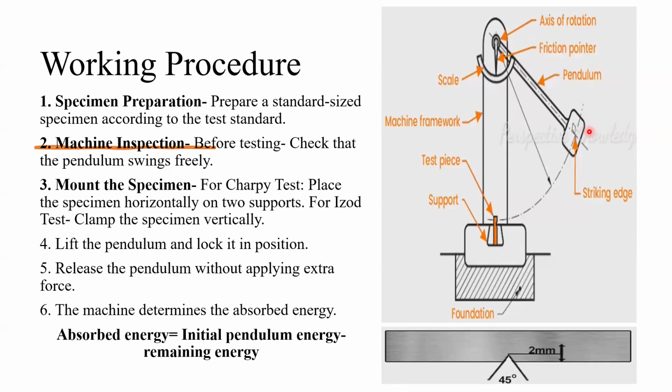Once the pendulum has been released, it is going to strike your material and make a dent in it. And how do you get the result? You have a friction pointer on the top. How much force did your pendulum have before touching your material, and after touching, how much force remains? That is what is called absorbed energy, equal to the initial pendulum energy minus the remaining energy.